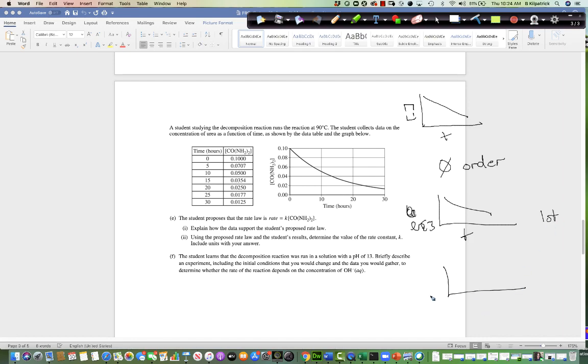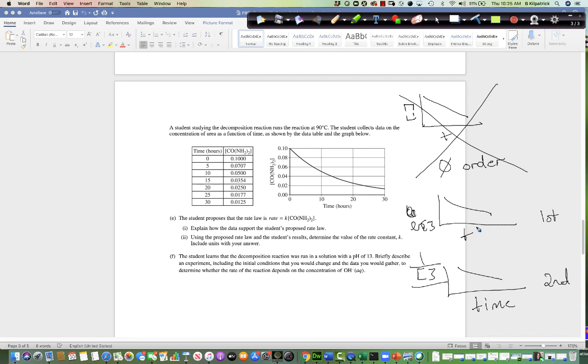And then if I graph 1 over concentration, I'm sorry, with time, and then I get a straight line, that's going to be second order. All right, so when I look at this, this is curved, so that means that if I have a curved line, it's not zero order when I graph concentration versus time.